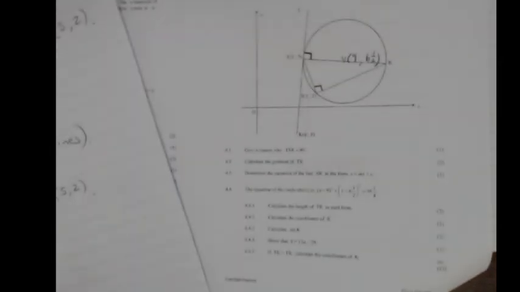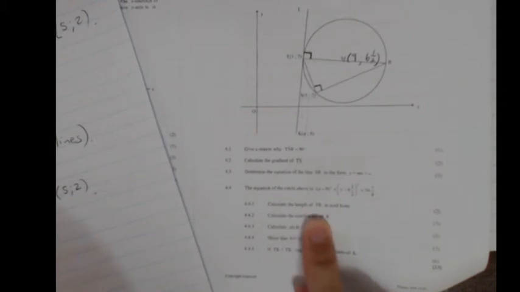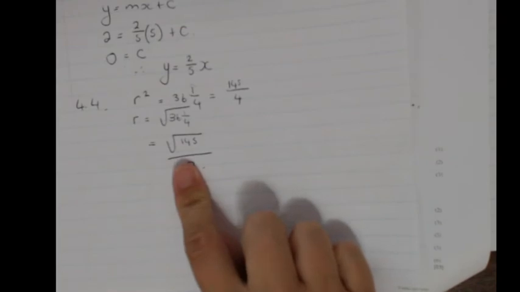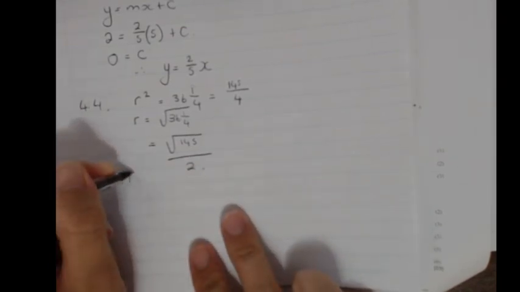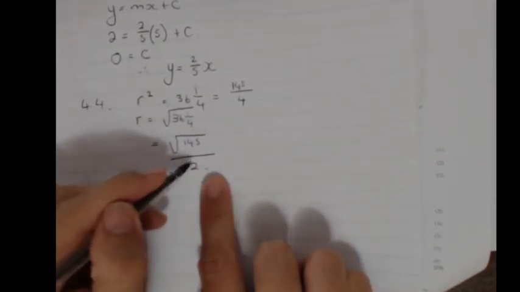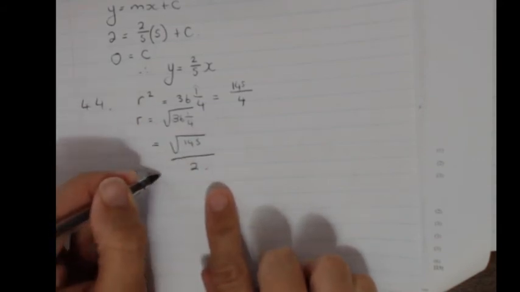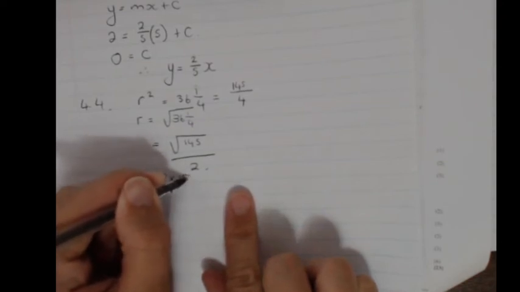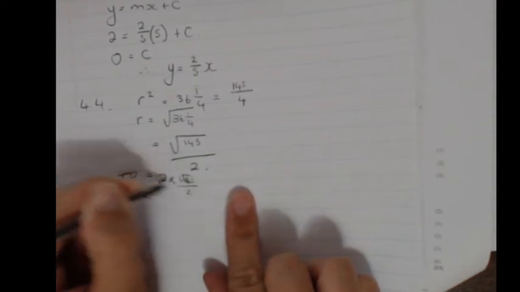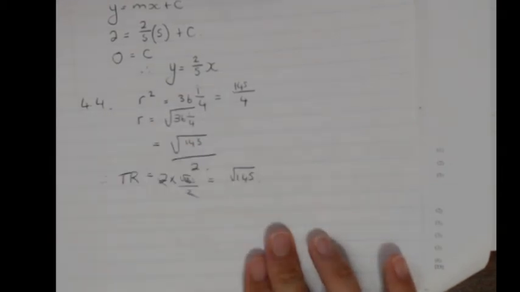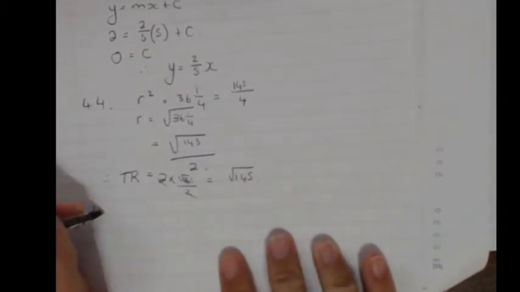And they say I can leave it in root form. So I suppose calculate the length of TR. Okay, this is the radius, right? So TR, which is the diameter, is going to be double this, since this is root 145 over 2. If I take 2 times root 145 over 2, the 2's will cancel, leaving me only root 145. So TR is root 145.